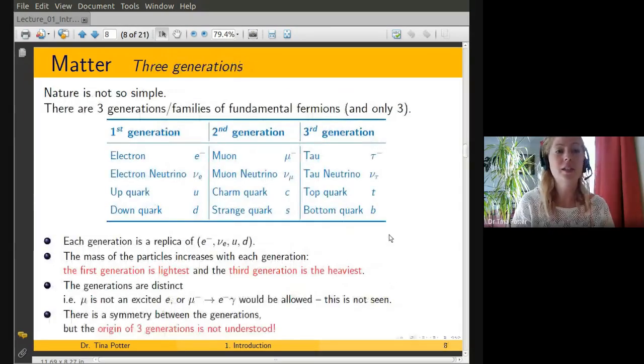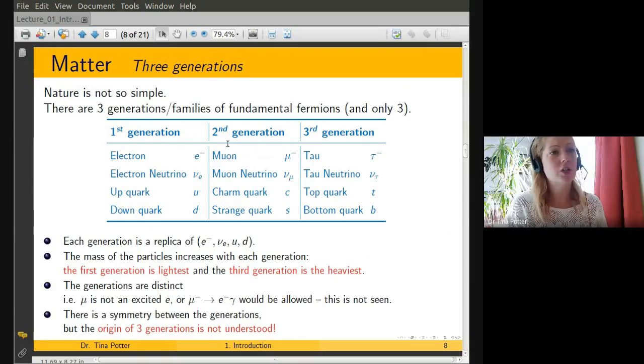All right, so as I said, nature's not very simple. It's given us 3 generations of matter. Why? Why not 2? Why not 4? These are very big questions, and we still don't understand why there's 3. So for every generation, we have essentially a copy, a replica as we go from the first to the second to the third generation. We've got a charged lepton, a neutrino, and then a couple of quarks, one of charge plus 2/3 and one of charge minus 1/3. So we're essentially copying and pasting, but with higher masses.